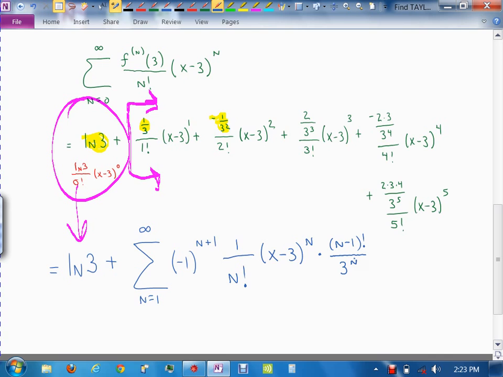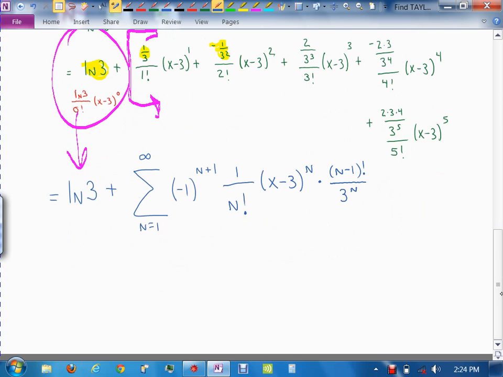Now, we would want to clean it up. So can we clean this up? Natural log 3 plus the sum, n equals 1 to infinity. How about this? Tell me what I'm doing. Negative 1 to the n plus 1, x minus 3 to the n over 3 to the n times n.